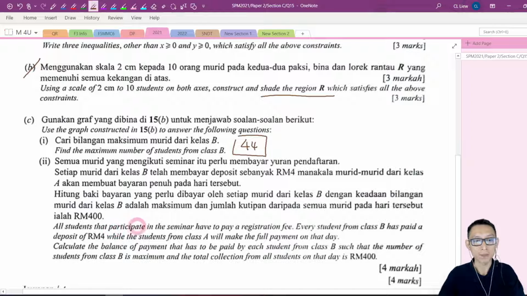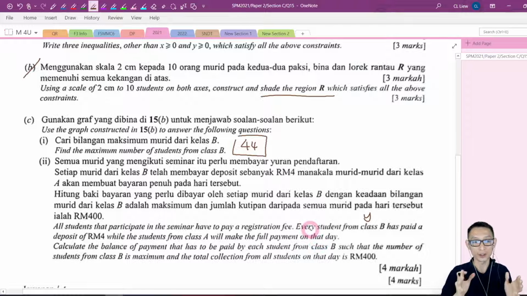All the students that participate in the seminar have to pay a registration fee. Every student from class B, which is Y, has to pay a deposit of 4 ringgit. That means they need to pay 4 ringgit first, so the rest they will pay later. While the students from class A will make the full payment on that day. Calculate the balance of payment that has to be paid by each student from class B.